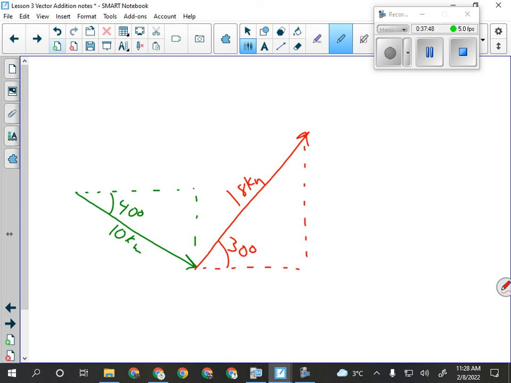So far, same rules apply. The wording of a question like this would have been something like this. A plane flies 10 kilometers at 40 degrees south of east, then turns and flies 18 kilometers at 30 degrees east of north. That's probably not 30 degrees because they didn't do the scale very well, but we'll just say it is. What's the overall displacement of the plane?